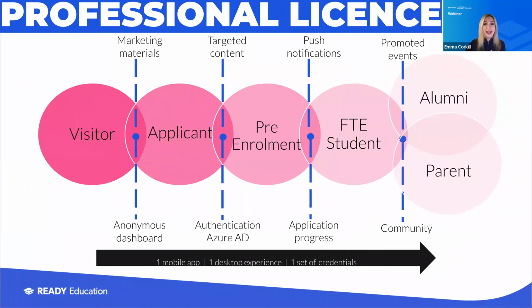Okay, so this is quite a busy slide, but it's a diagrammatic representation of how the professional licence works. So starting on the left-hand side at visitor, you can have a welcome dashboard to promote your institution that can then lead on to an applicant dashboard where you can showcase information such as videos from existing students, like little Q&As about what it's like on campus, you could have course lists or a calendar of events of open days, which can then lead on to a pre-enrollment dashboard where you can share information on accommodation, material lists.